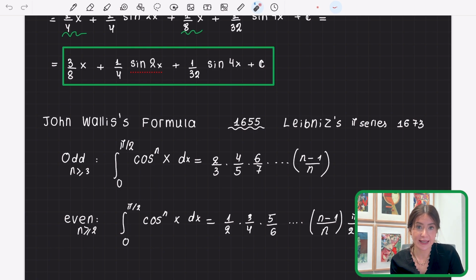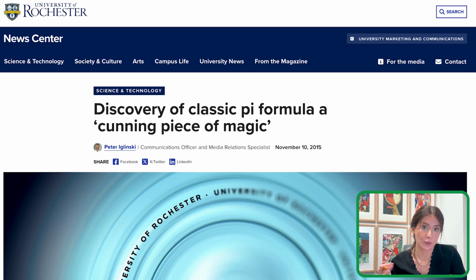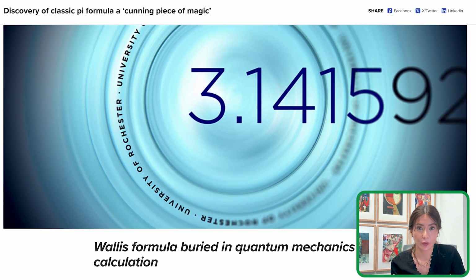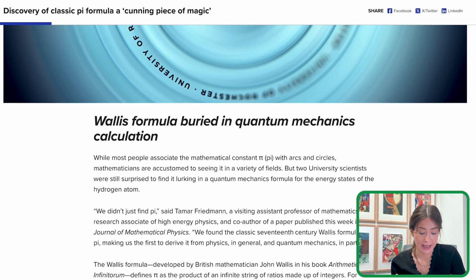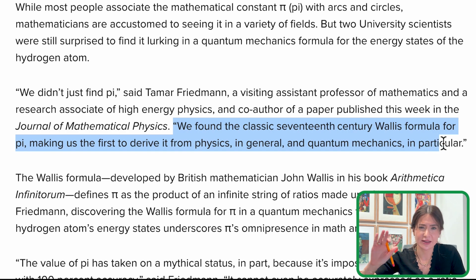Physicist Carl Hagen and Tamar Friedman, who's also a mathematician, found a connection. And they actually stumbled upon Wallis's formula as part of their calculations when they were solving for the gamma function, when they were observing high energy states of hydrogen atoms. So in 2015, the internet exploded. There were tons of papers that came out that John Wallis's formula was found in the real natural world, in reality, in the quantum mechanics portion of reality.